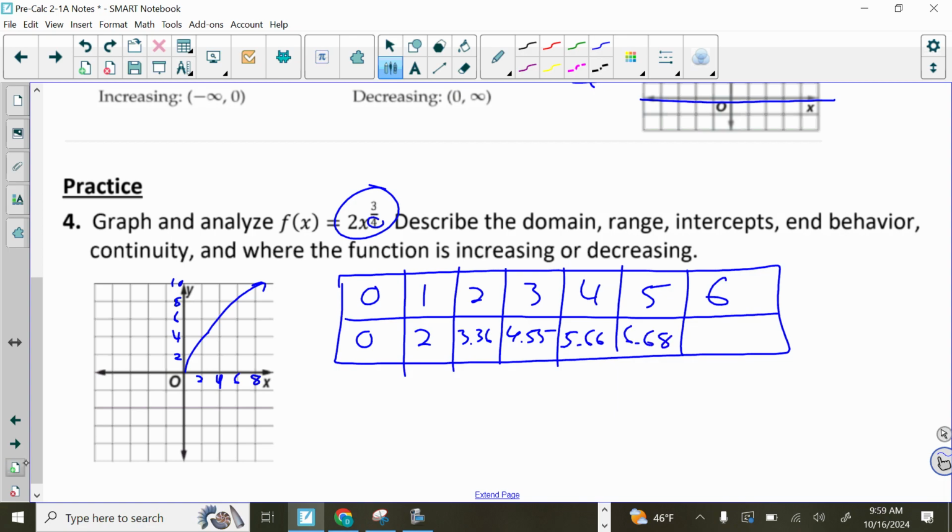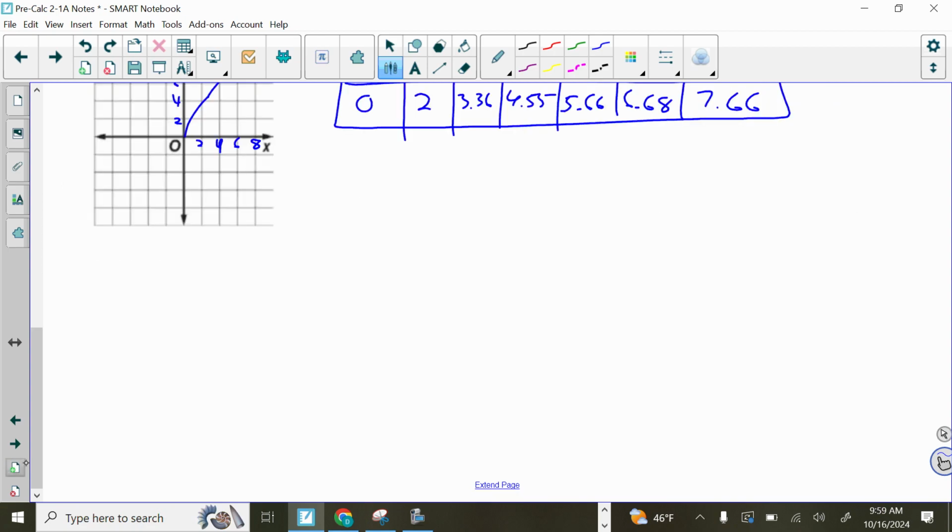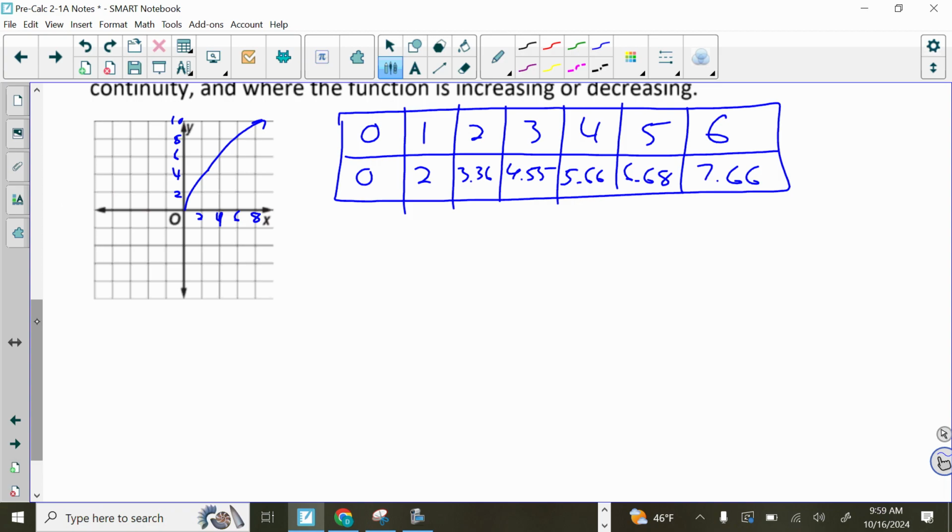If you wanted to plot the points, just to get a better idea of the graph. Not saying you have to. But sometimes it helps to see how do I get these graphs? I don't have the graphing calculator. Well, I can plot the points. It's kind of nasty. All right.